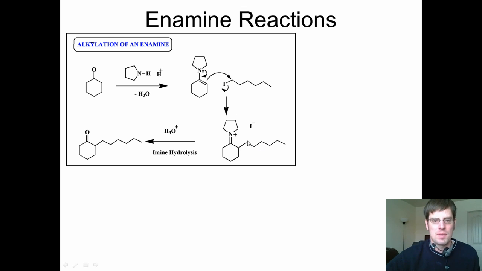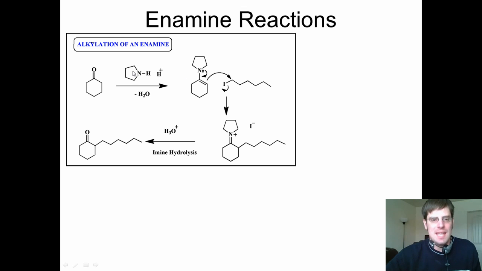the nitrogen push down, and the electrons in this double bond come out and attack that carbon, attaching this alkyl chain here. You can take an imine like this and treat it with acid, and it will actually hydrolyze it or convert it all the way back to a ketone. So this is one way of being able to take a ketone and put an alkyl group adjacent to it.